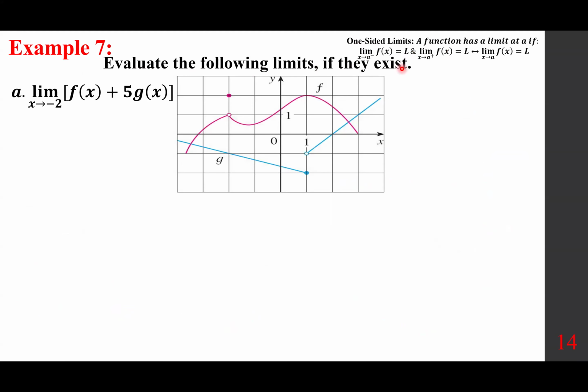Evaluate the following limits if they exist. The limit of f of x plus 5 g of x as x approaches negative 2. We are given a couple of functions in the form of a graph. f is the red function, g is the blue function. To do that, we are going to go with the limit laws, and we cut them into two pieces. This piece plus 5 times this piece, so we write the limit of f of x as x approaches negative 2, plus 5 times the limit of g of x as x approaches negative 2.